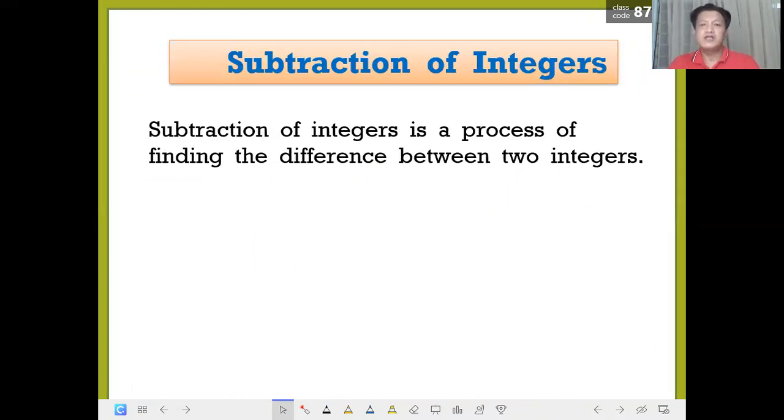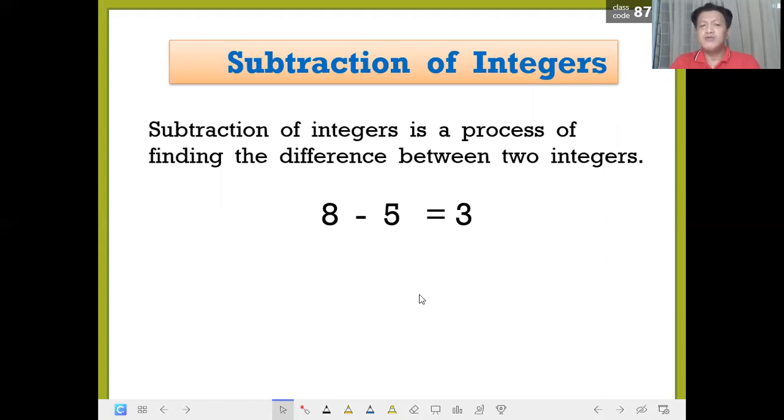So when we say subtraction of integers, subtraction of integers is simply a process of finding the difference between two integers. So you learned this during your elementary. But this time we are going to review first. So nagsusubtract tayo, 8 minus 5 is equal to 3. But before we proceed to the operation on integers, we have to go back to the basic.